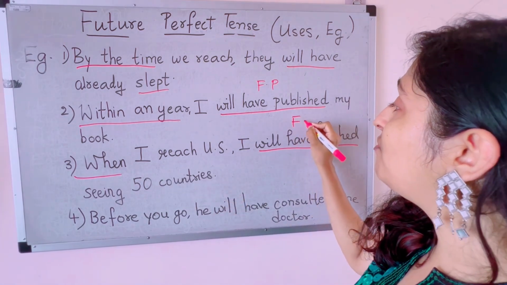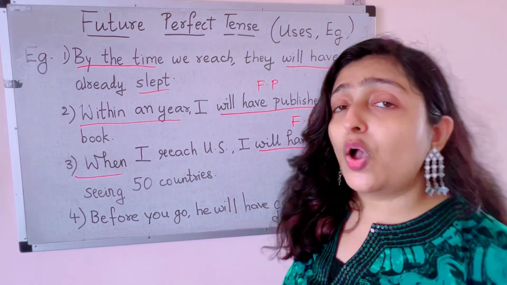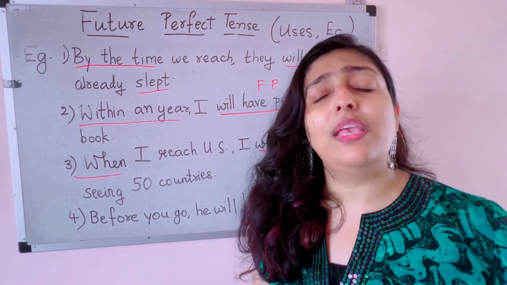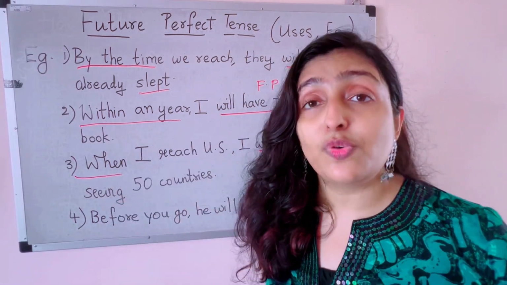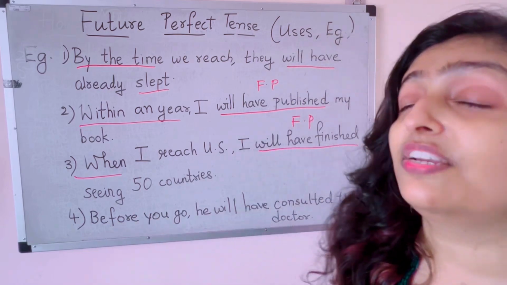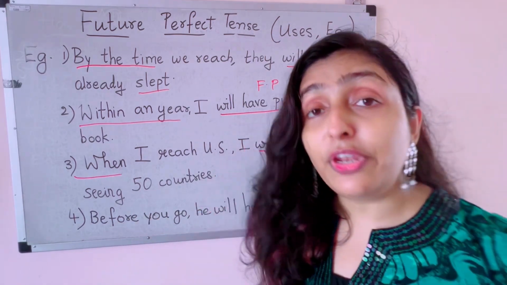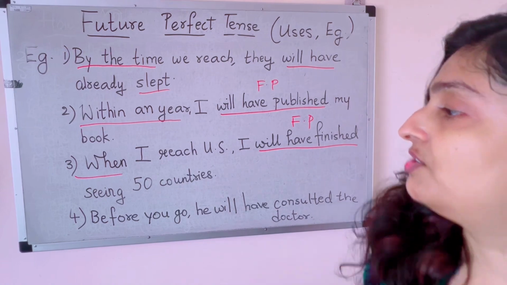Again, this is in future perfect tense. Okay, I have been visiting so many countries. When I finally reach the US, that would be my 50th country. I will have finished 50 different countries.